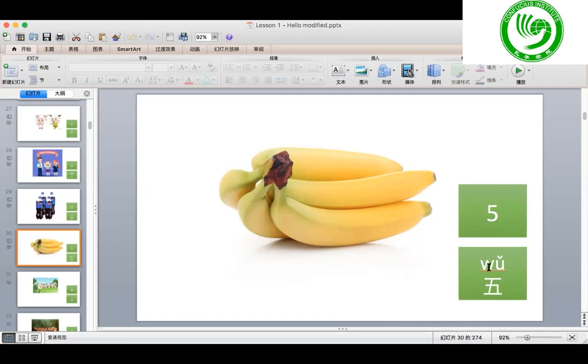This is 5. Let us count together the last time from 1 to 5. From 1 to 5. Ready? 开始, start.